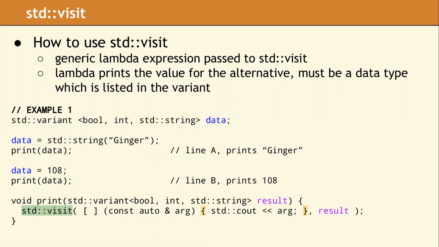The visitor lambda expression only needs to work for the data types listed in the variant, which are bool, int, and std string. For line B, the variant now contains the integer value 108. So visit will pass this integer value to the lambda expression, and cout will print 108. What is interesting to observe is our print function would not be easy to implement using printf. The printf function requires a format string, which would have to be different for each data type in the variant.